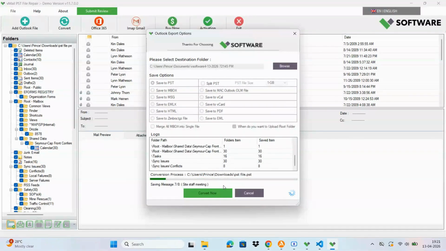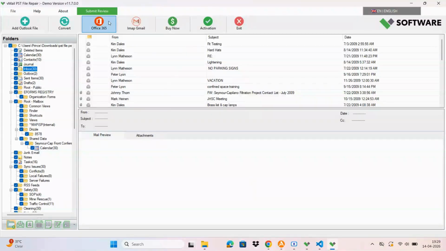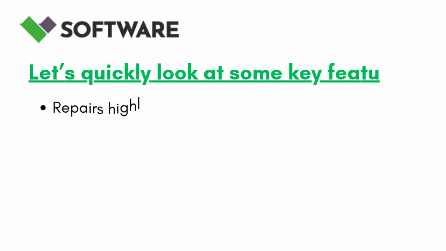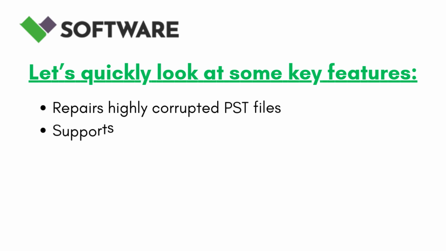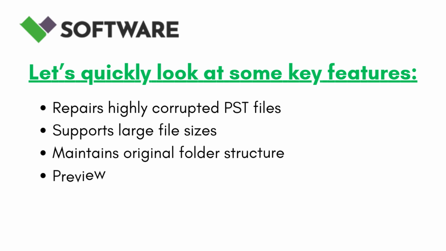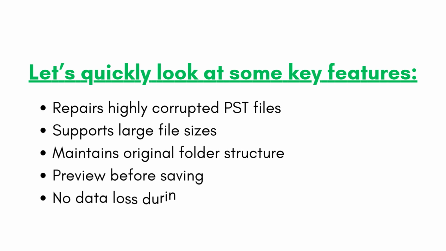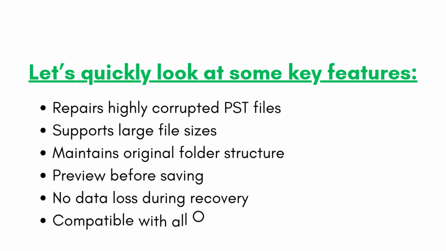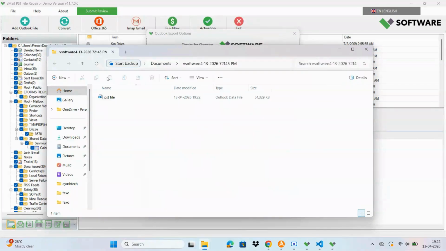You can also directly migrate your recovered data to Office 365 or other platforms if needed. Let's quickly look at some key features. Repairs highly corrupted PST files. Supports large file sizes. Maintains original folder structure. Preview before saving. No data lost during recovery. Compatible with all Outlook versions.